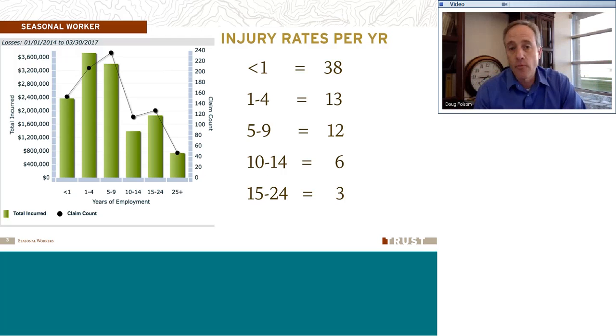It could be the type of work that we're using them for, that it's more of the kind of work that they might have an injury with. It could be that just the experience factor isn't there, and so they're more likely to make mistakes. It could also be that they don't care as much.